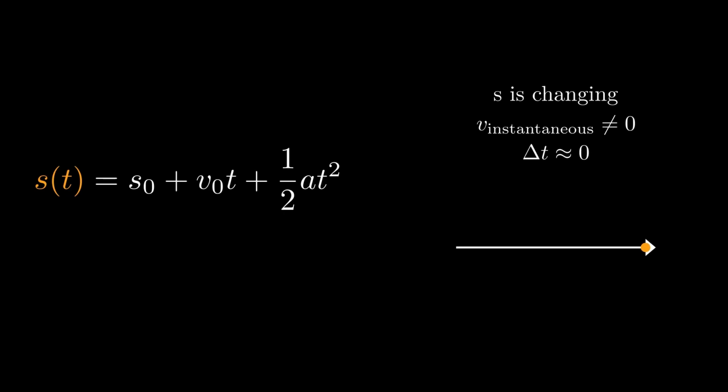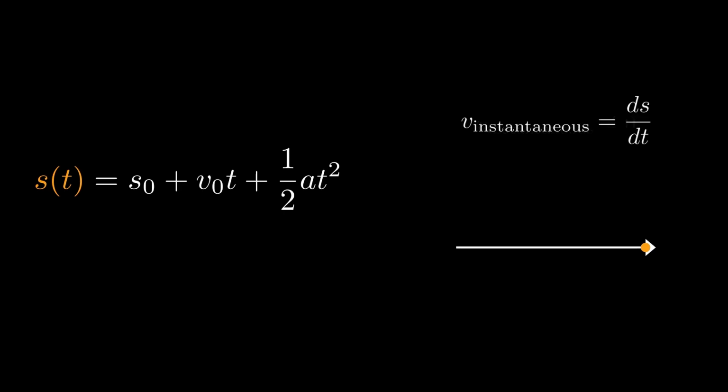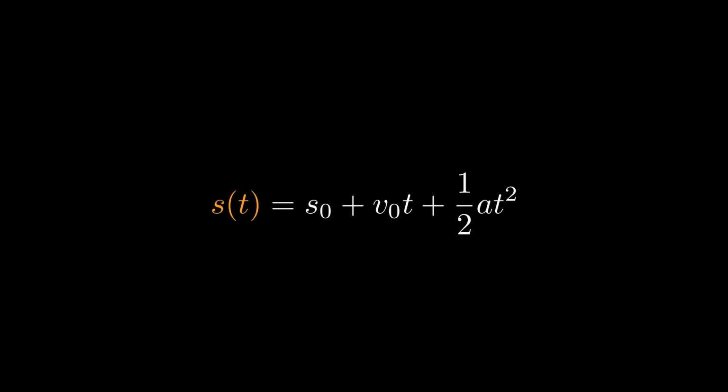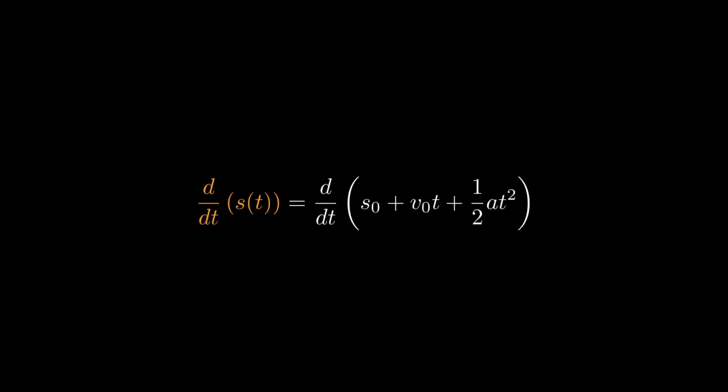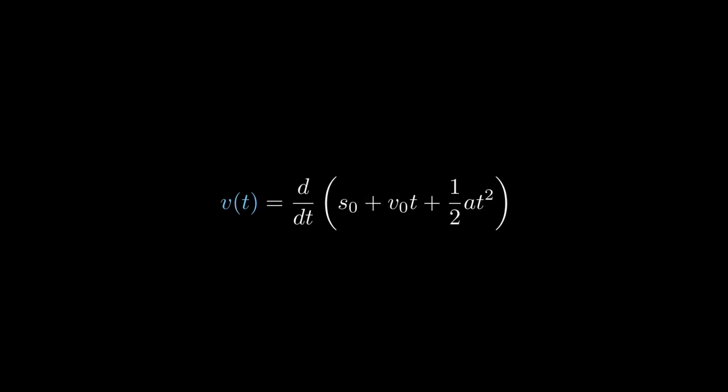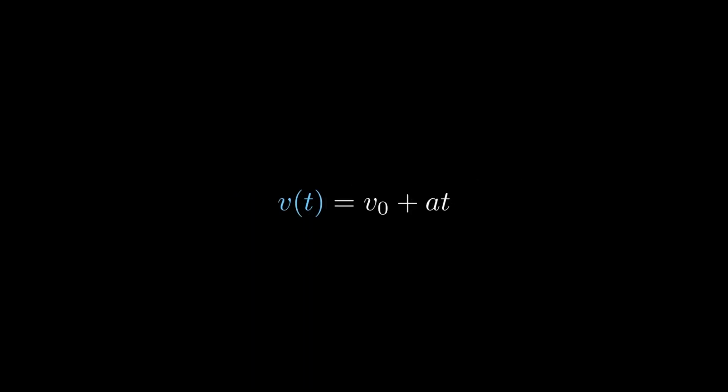What we have done is essentially applying the derivative to position with respect to time. The result is precisely velocity. Instantaneous velocity is therefore defined as the derivative with respect to t of the position s. This means that, by differentiating the equation s of t with respect to t, we obtain the equation for v of t. More precisely, v of t equals v0 plus a times t.